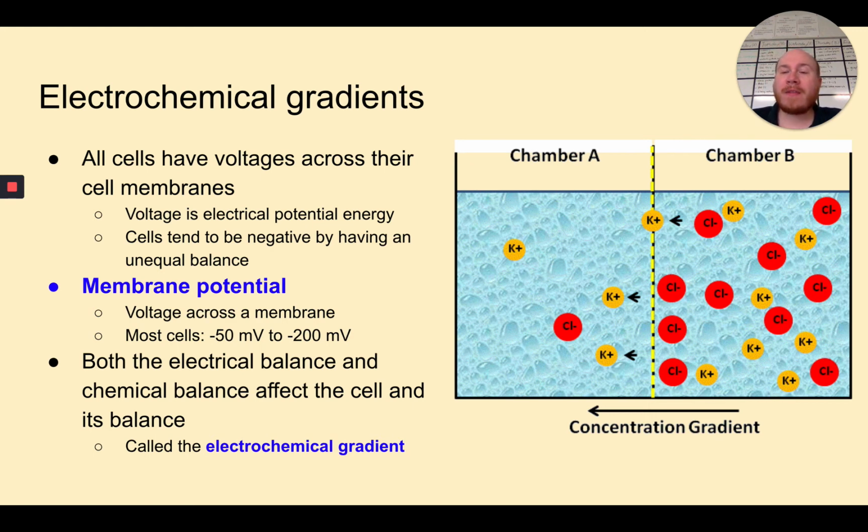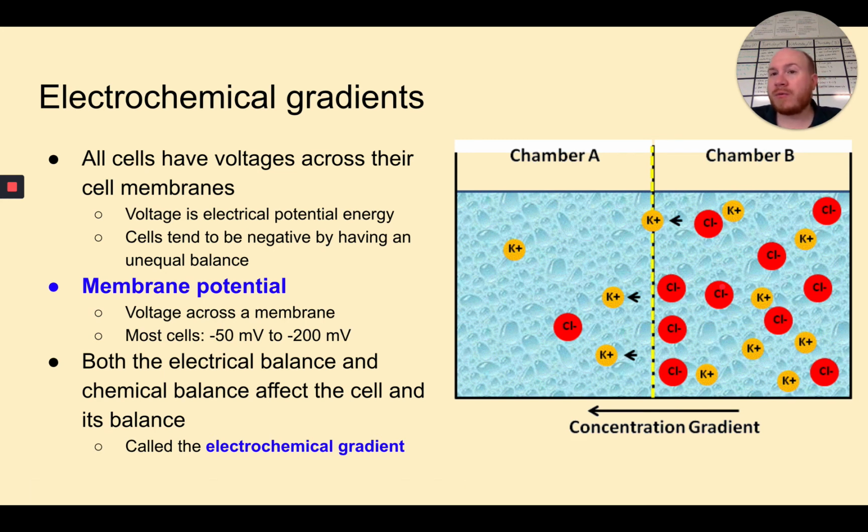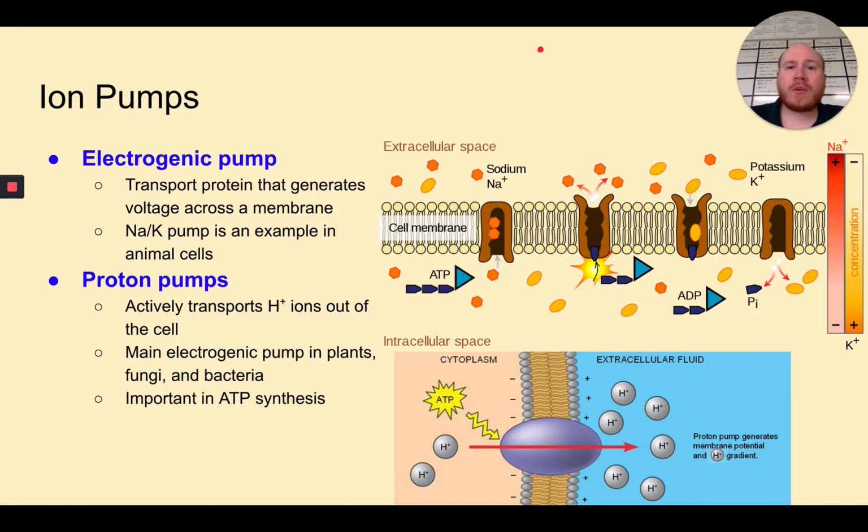Both the electrical balance and the chemical balance affect the cell and its balance. And we call this the electrochemical gradient. So an example might be for concentration gradient is we have a lot of chlorines on this side, and they're all very negative. They're all a -1 charge anyway, and mostly positive potassiums on this side. So chlorines are naturally going to want to move from chamber B to chamber A, whereas potassium is going to want to move from chamber A to chamber B. However, with active transport, our cells might pump chlorine out of the cell to create a concentration gradient or an electrochemical gradient.